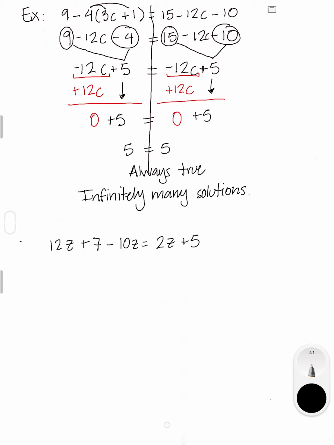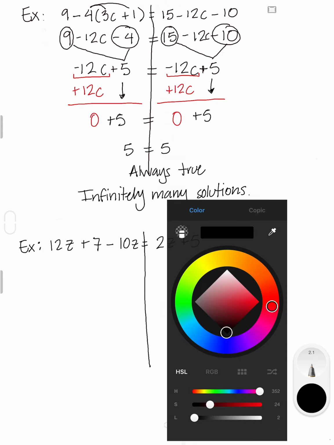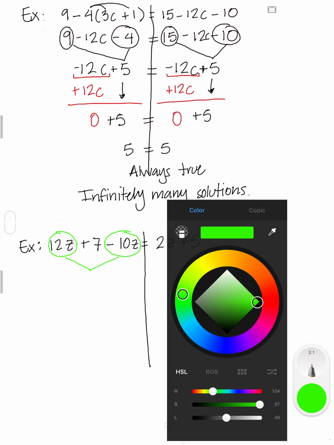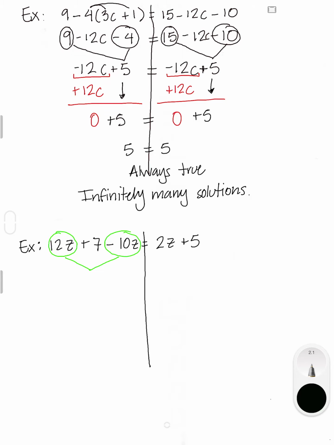Okay, now let's try another example, and this one is 12z plus 7 minus 10z equals 2z plus 5. So this is the other example that I have for you. So again, we want to simplify both sides as much as we can. We can see that on the left side, we can combine 12z with negative 10z, and that is going to give us 2z.